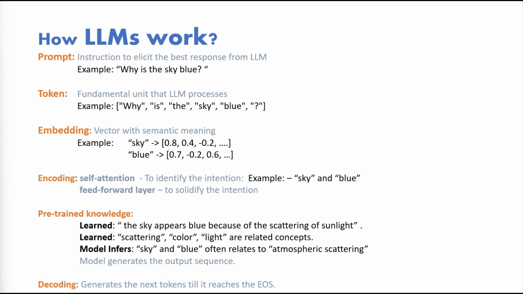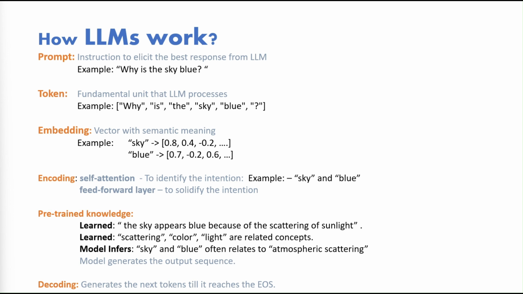We interact with the language model using prompts. A prompt is a set of instructions, written in such a way as to elicit the best response from the model. When we send a prompt to an LLM, the prompt is converted into tokens. Tokens are the fundamental units of text that the LLM processes. A token can be as small as a single character, a whole word, or a piece of a word. The prompt "Why is the sky blue?" when converted to tokens, will look like "Why is the sky blue?"